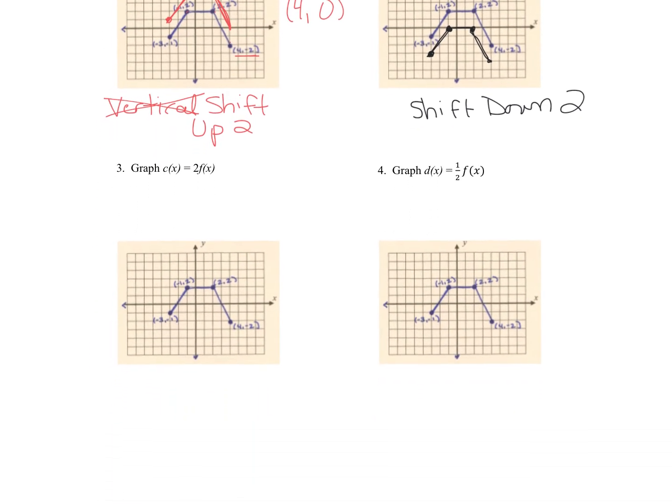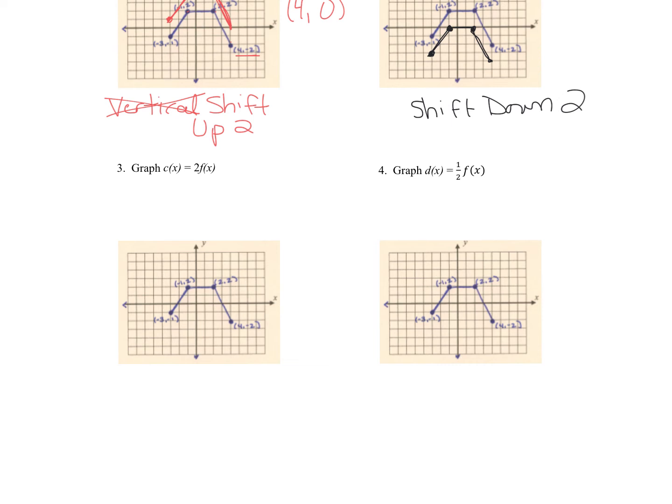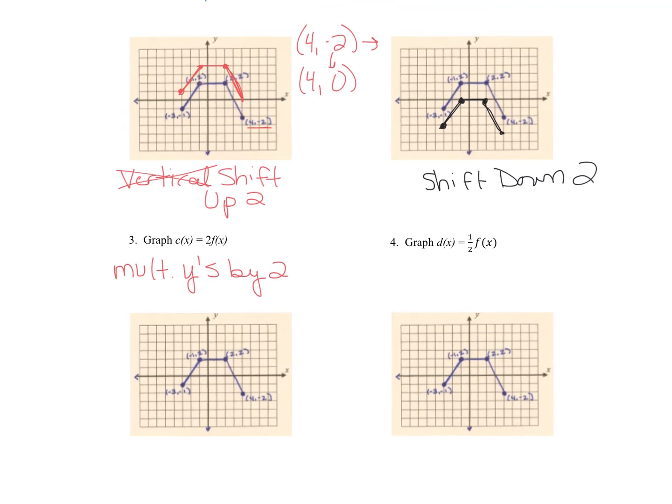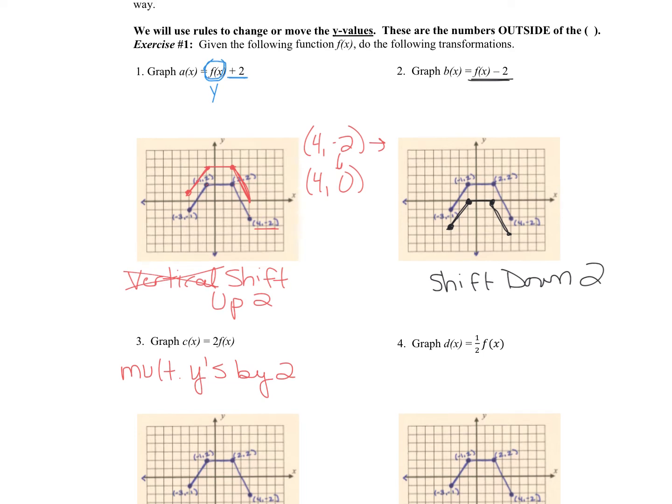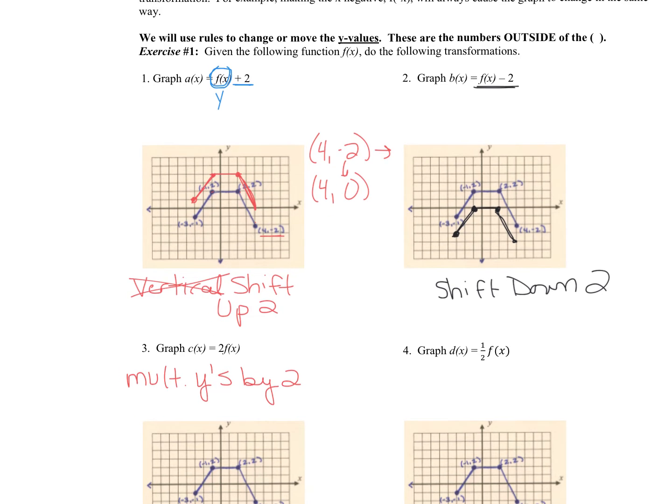Moving down the page, we're going to look at our other types of y changes. So this one, we have 2 times f of x. And what that does is it multiplies the y values by 2. So pretty predictable, right? Before we were adding to them, now we're multiplying by them. So this is multiply y's by 2. And I actually want to write up here just so you have it in your notes. Add 2 to y's. And here subtract 2 from y.